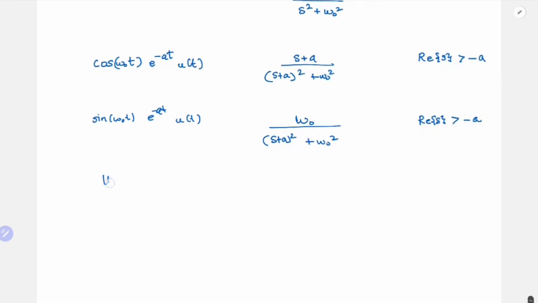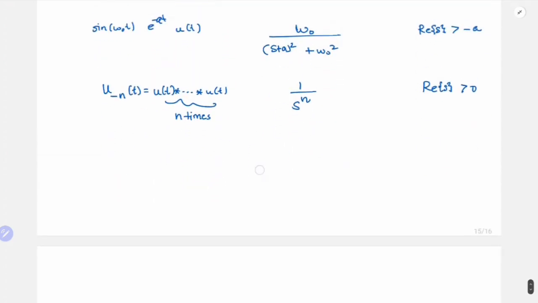And you have something called u minus n of t, given by u of t convolved with u of t, n times. So one convolution will give a factor of 1 by s, right? So 2, if they are convolved, it will be 1 by s square. So if there are n convolutions, you will get 1 by s power n. And your region of convergence, real of s greater than 0.